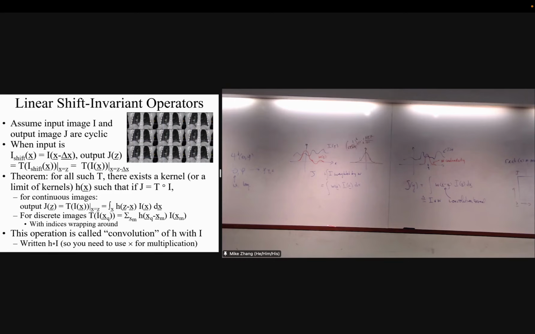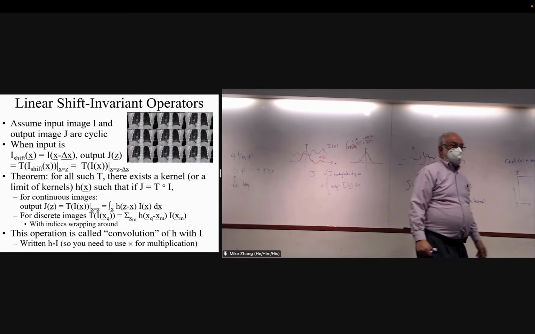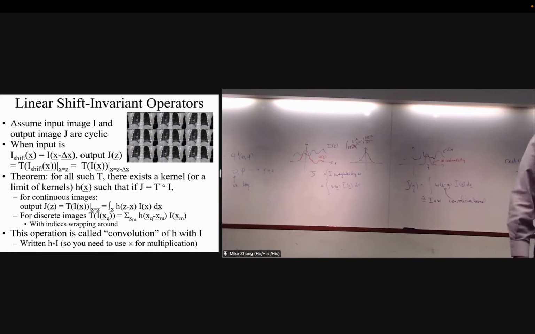Okay, so there's an example of a shift invariant linear operator. But what's another example of a shift invariant linear operator? Well, take partial derivative in x.